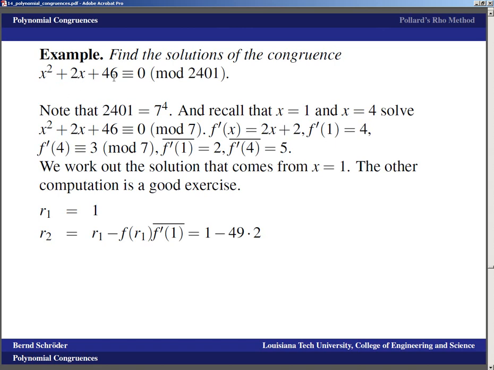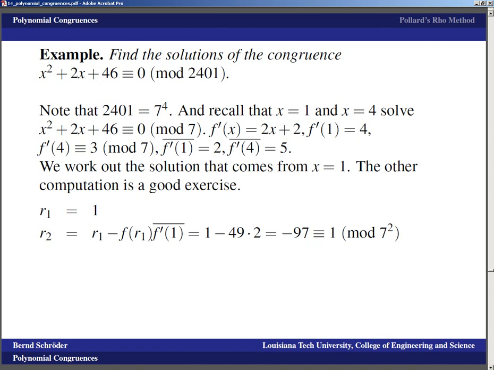Plug in 1, I get 1 plus 2 plus 46 is 49, and I have the 2, which is the multiplicative inverse here. And that means this is negative 97, right? And if you work that out, negative 97 is 1 modulo 7 squared, because the difference between those two is 98, and 98 is 2 times 49, which is 2 times 7 squared. So that works out. That is rather lucky.